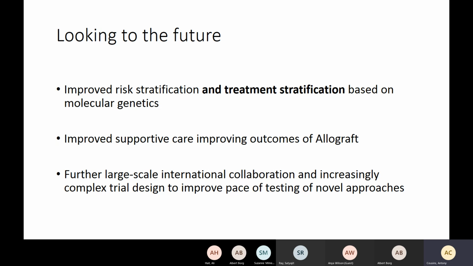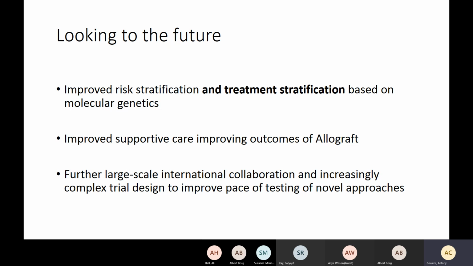Looking to the future, I think the way forward with AML over the next probably 10, 15 years will be improved risk stratification and crucially improved treatment stratification and improved use of new agents on top of what we do already as we get a better understanding and more routine clinical practice looking at the molecular landscape of an individual's AML. The other thing that will hopefully improve our outcomes is improved supportive care, particularly around stem cell transplant and allograft as it's known otherwise.